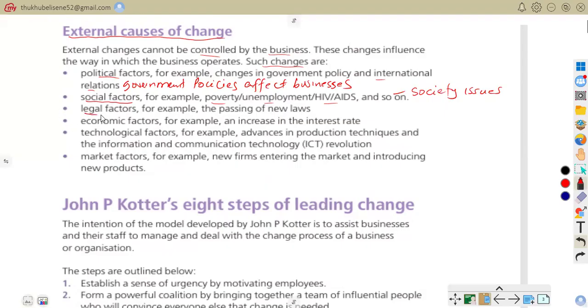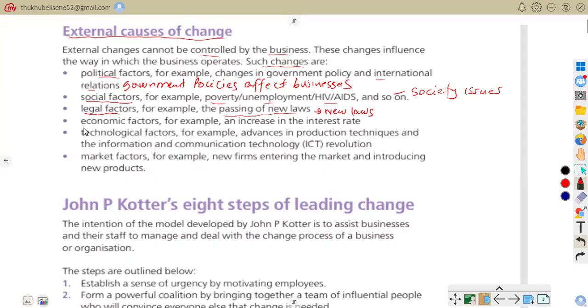Now we also have legal factors as one of the external causes of change, for example, the passing of new laws. New laws require business to adapt. You can talk of labor law changes. So they are affecting our business.